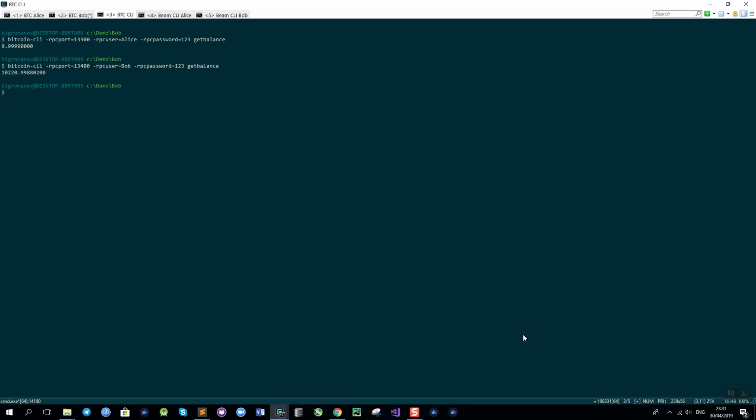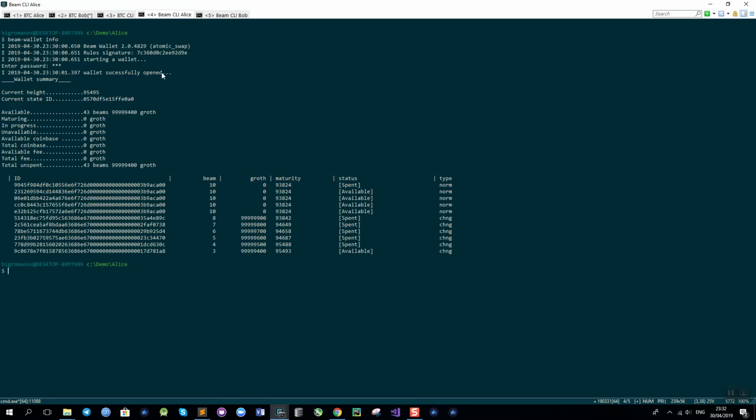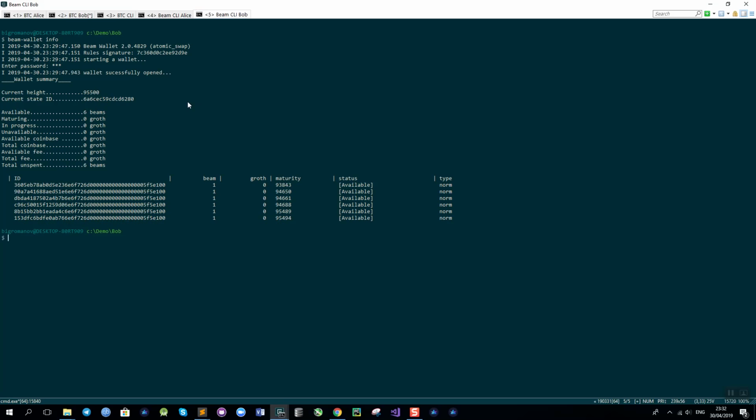In our demo, we're going to use regtest nodes for Bitcoin in order to avoid waiting for long confirmation times on the Bitcoin network. And as you can see, we have Alice and Bob who want to exchange Beams for Bitcoins using atomic swaps. Alice has a little bit under 10 Bitcoins right now, and Bob has a lot of Bitcoins, over 10,000. And of course, each of them also has a CLI wallet, in which Alice has a little bit over 43 Beams and Bob only has 6. So obviously, Bob wants to receive some Beams for the Bitcoins he has.